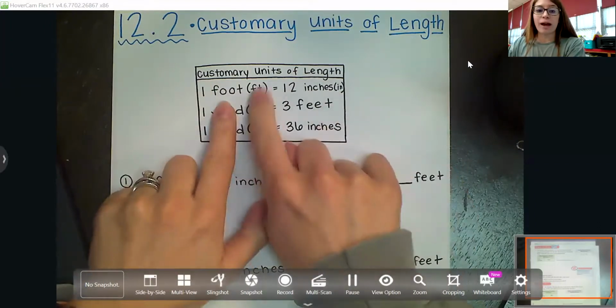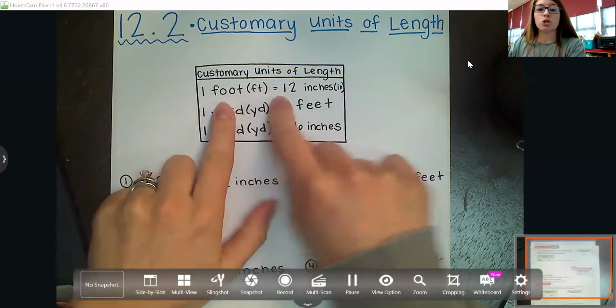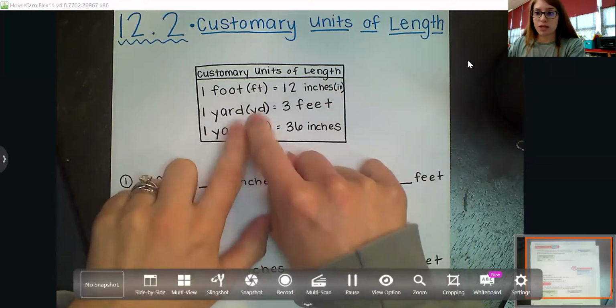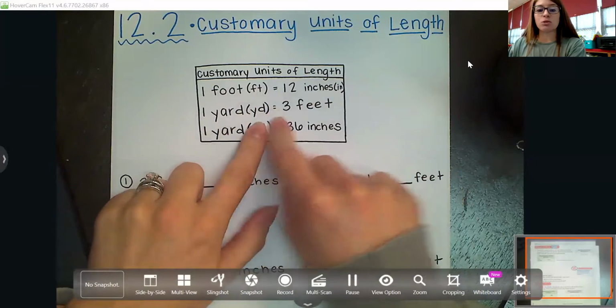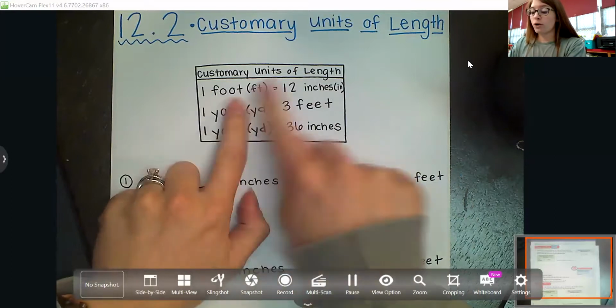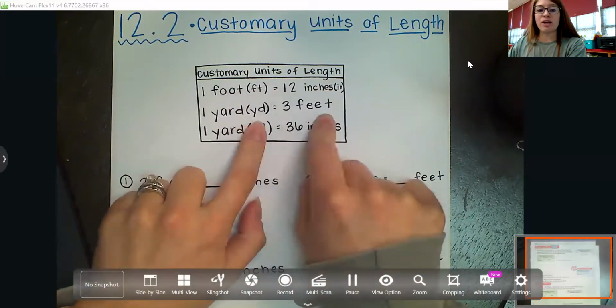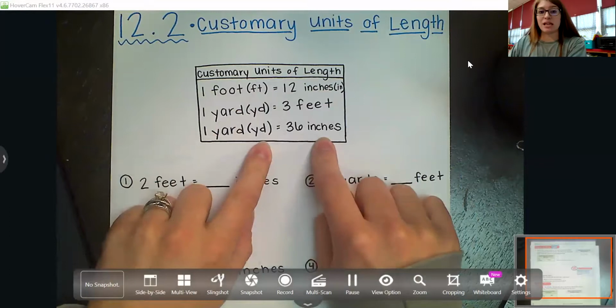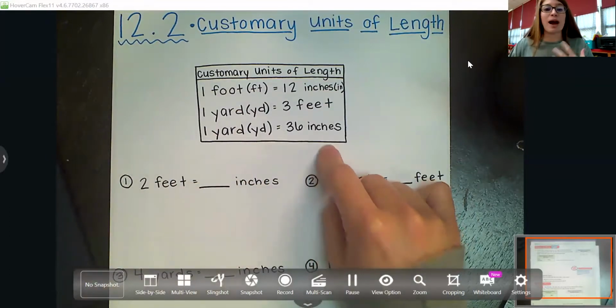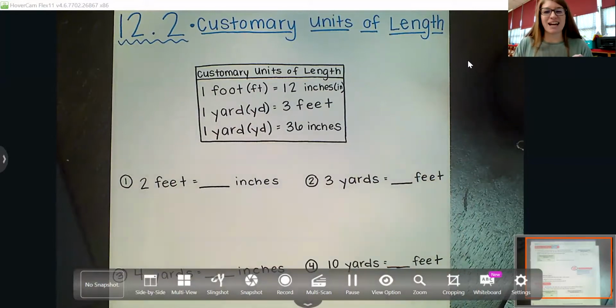1 foot, or FT, that's how you can shorten that, equals 12 inches, or IN. 1 yard, you can say YD to shorten it, equals 3 feet, and 1 yard also equals 36 inches. So 1 foot equals 12 inches, 1 yard equals 3 feet, and 1 yard equals 36 inches. If you want to write that down somewhere or take a picture of your screen so that you have that as reference, that'd probably be a pretty good idea.